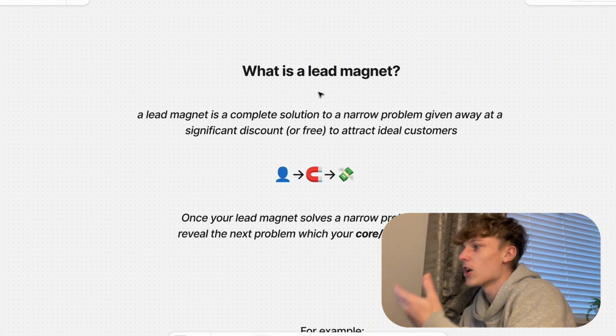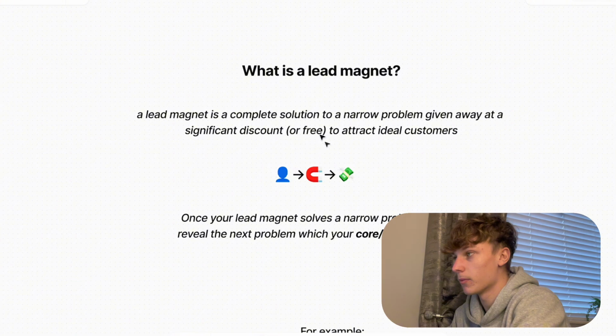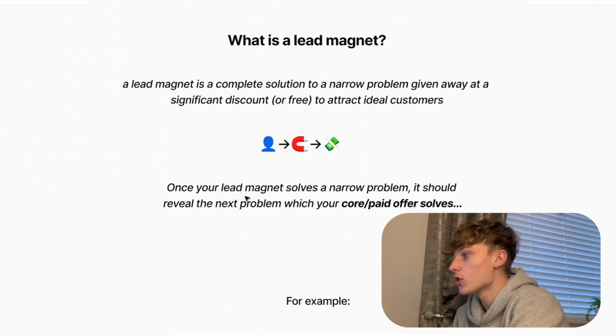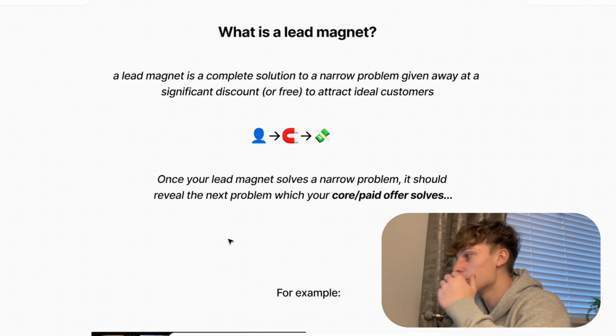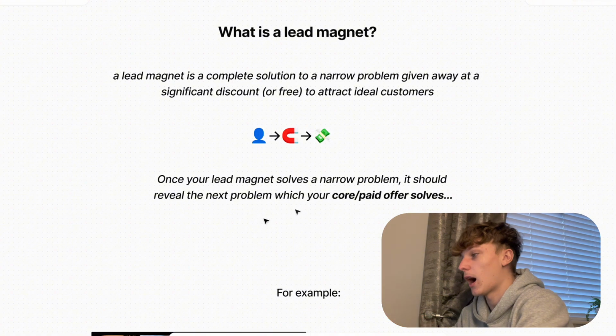So we need to understand what actually is a lead magnet. A lead magnet is a complete solution to a narrow problem that is given away at a significant discount or for free to attract ideal customers. And once your lead magnet solves a narrow problem, it should reveal the next problem, which your core offer or your paid offer actually solves.